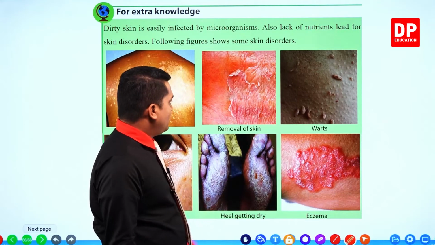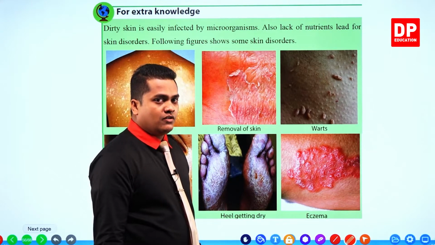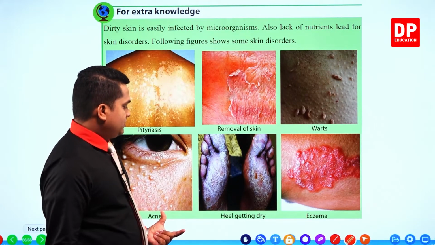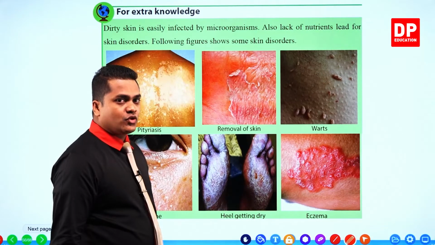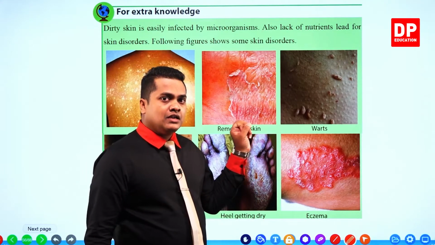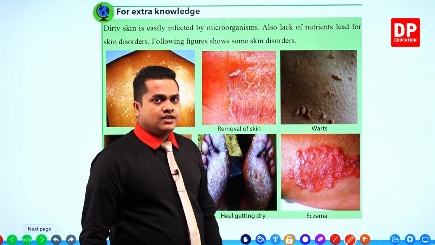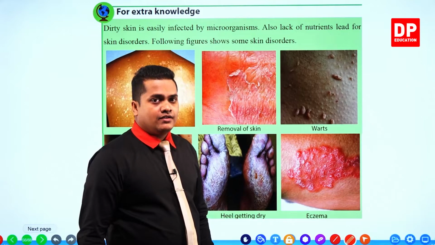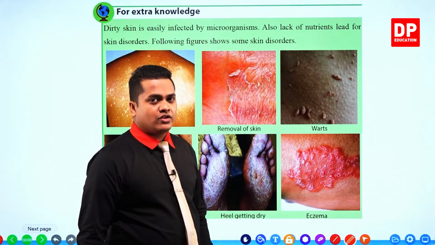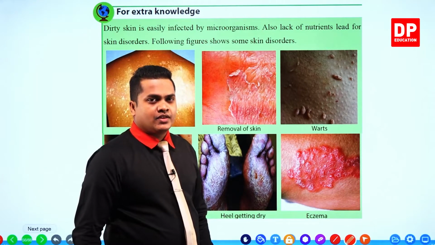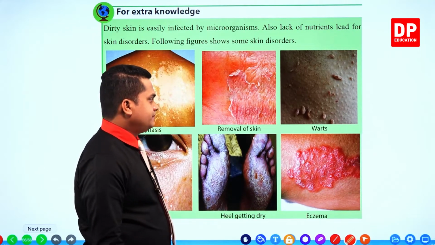Then after that, the removal of skin. Then warts, acne, dry heels, then eczema. So these are some disease conditions, disorders that occur in our body, especially in the skin, due to microorganisms and due to other factors. Actually, skin diseases are mainly caused due to fungi.